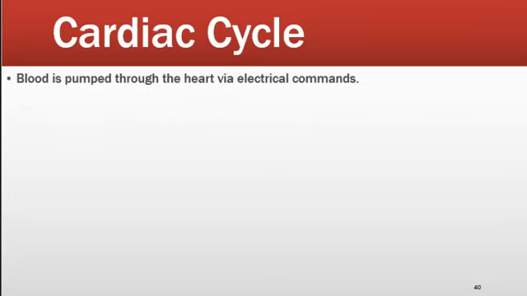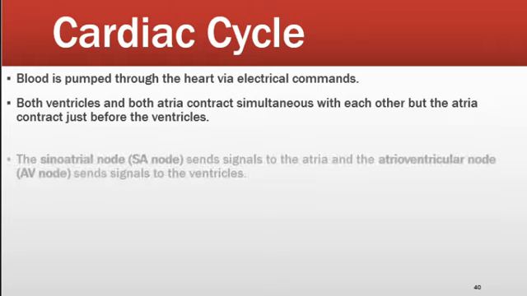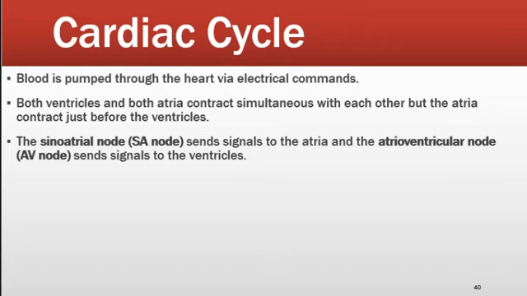All right, the cardiac cycle. The blood is pumped through the heart via electrical commands. Both ventricles and both atria contract simultaneous with each other, but the atria contract just before the ventricles. And that's why we have thud-thud. The sinoatrial SA node sends signals to the atria, and the atrioventricular node, the AV node, sends signals to the ventricles. So A for our atria, V for ventricles.